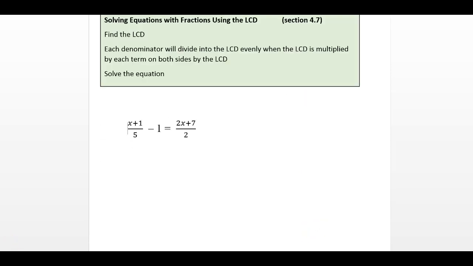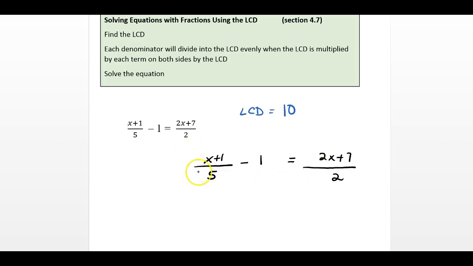So in the next equation, we're going to follow the same exact steps. First, we're going to find the LCD. We have 5 and 2 for the denominators. Therefore, the least common multiple of the denominators, the LCD, is 10. Next, following the same step, we're going to take the LCD and multiply each term on both sides.